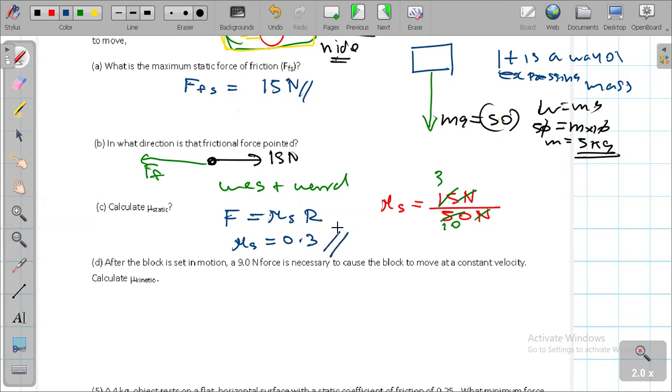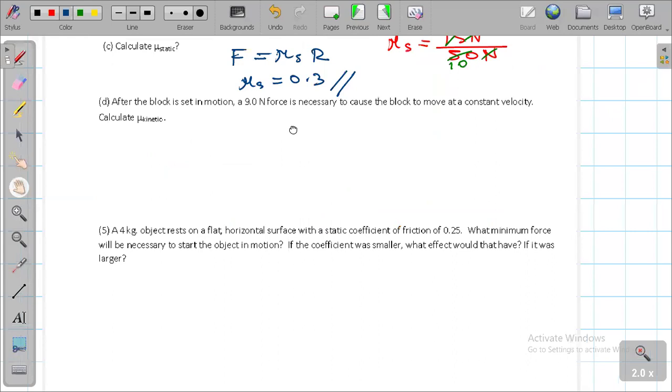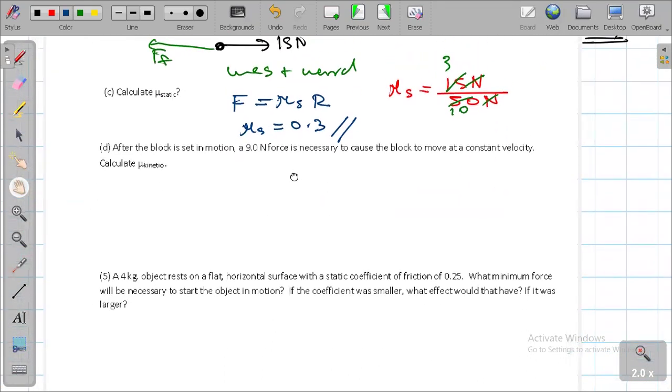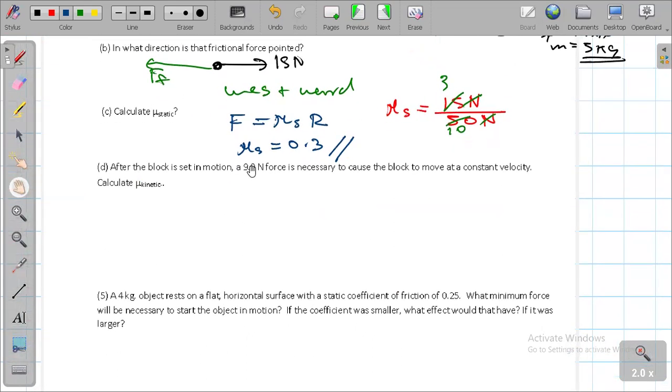After the block is set in motion, 9 Newton is necessary to cause the block to move at constant velocity. Children, what about motion under constant velocity? What can you say about constant velocity? Say it quickly in one word.